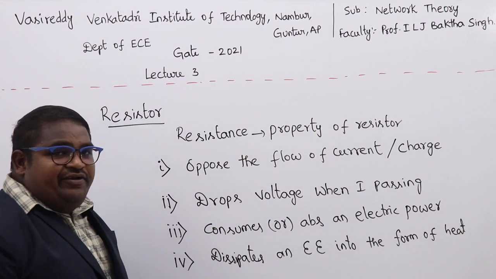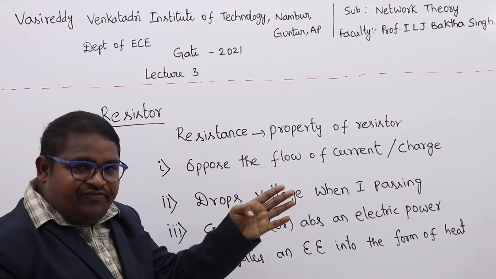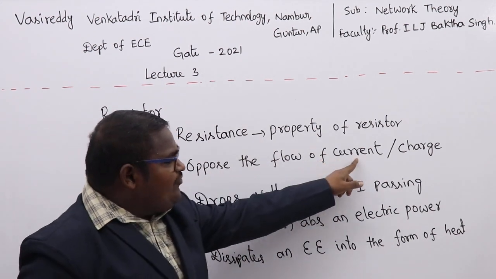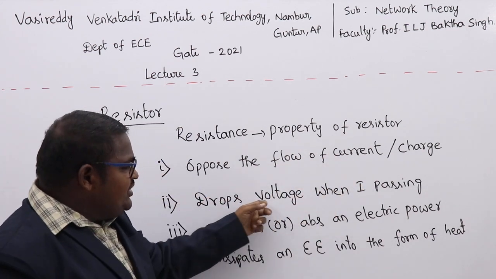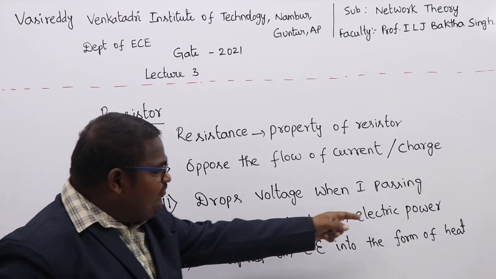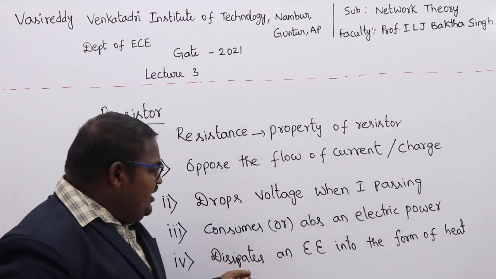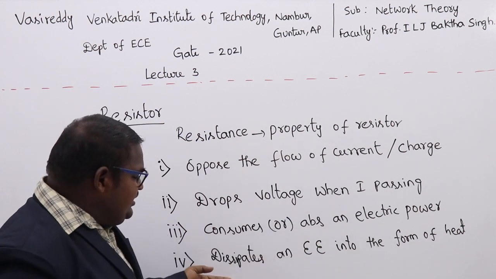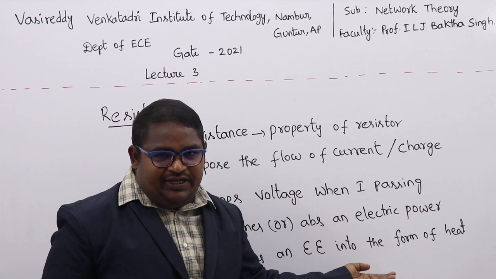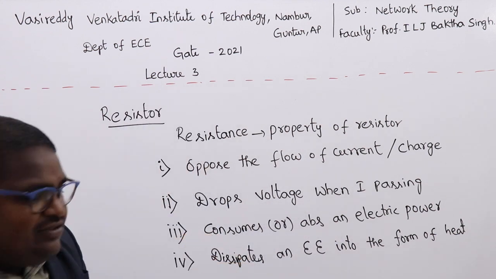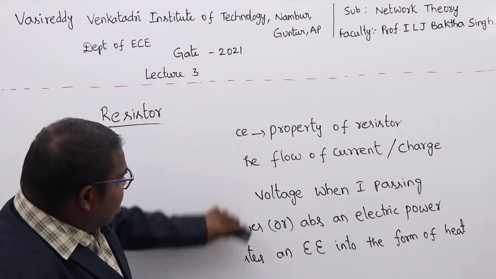Here I define the property of resistor, that is resistance, in four ways. In the view of current, it opposes. In the view of voltage, it drops. In the view of power, it consumes or absorbs electric power. And in the view of energy, it dissipates electrical energy into the form of heat. This is the resistance. Now, how do we find the resistance?